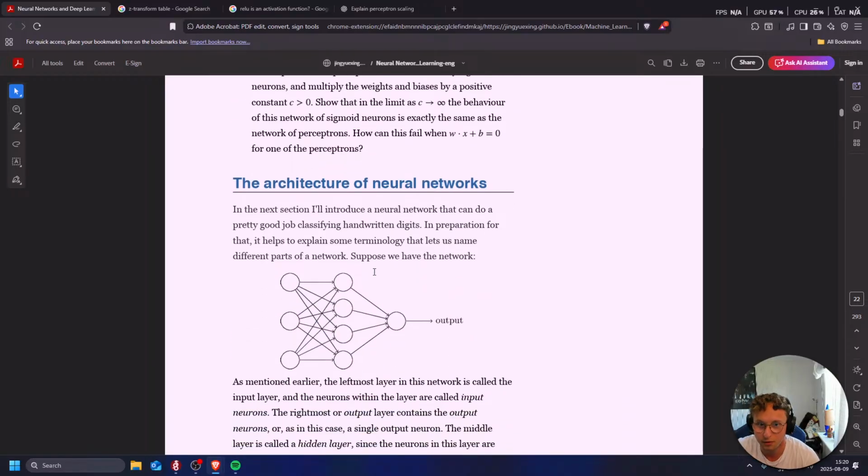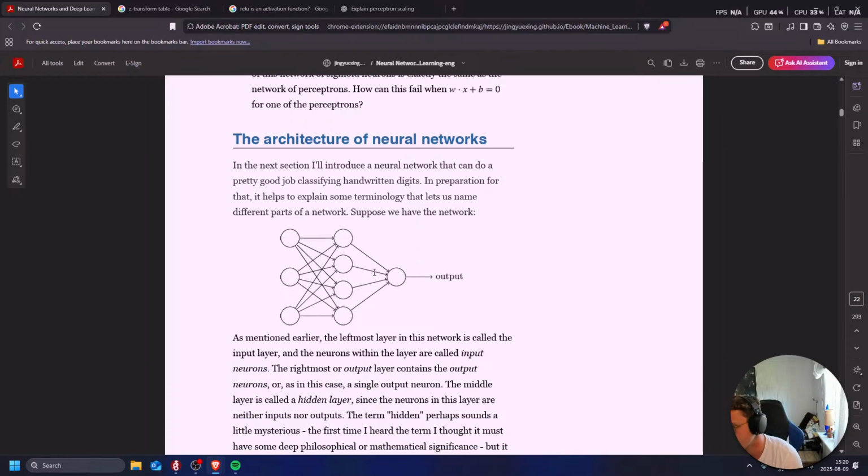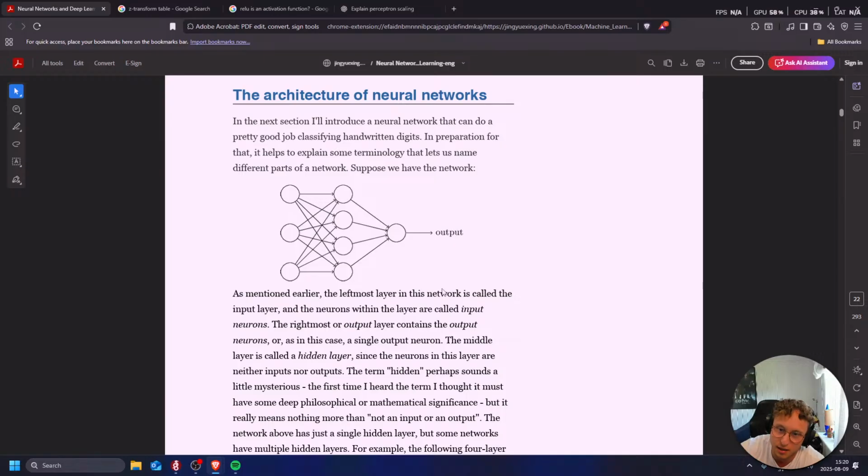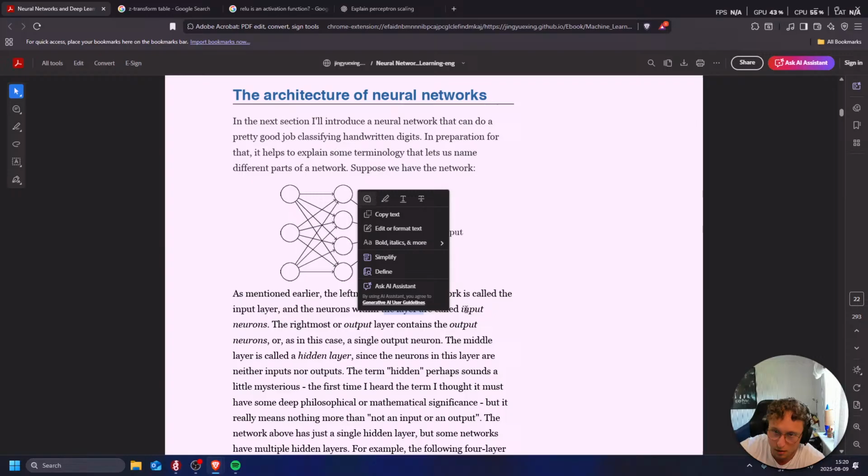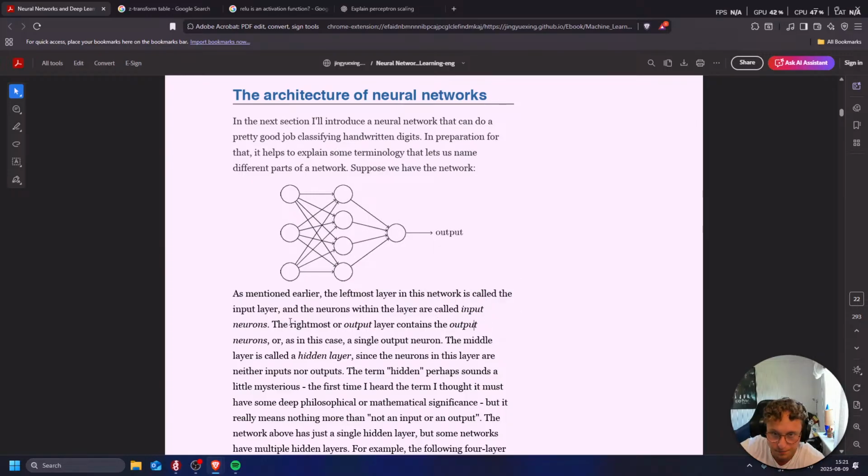Let's go to the architecture of neural networks. In this next section, I will introduce a new neural network that can do a pretty good job classifying handwritten digits. In preparation for that, it helps to explain some terminology that lets us name different parts of the network. Suppose we have this kind of network. As mentioned earlier, the leftmost layer in this network is called the input layer. So this is the input layer. The neurons within the layer are called the input neurons. The rightmost or output layer contains the output neurons. So I'm actually going to paint this out just to have the conventions with us.